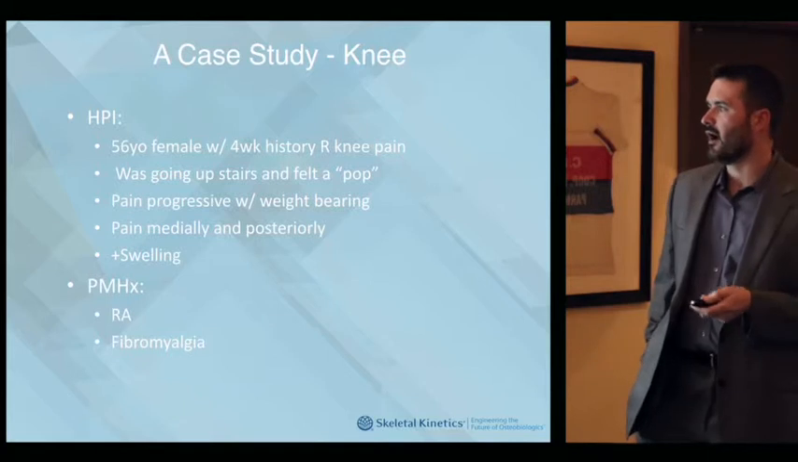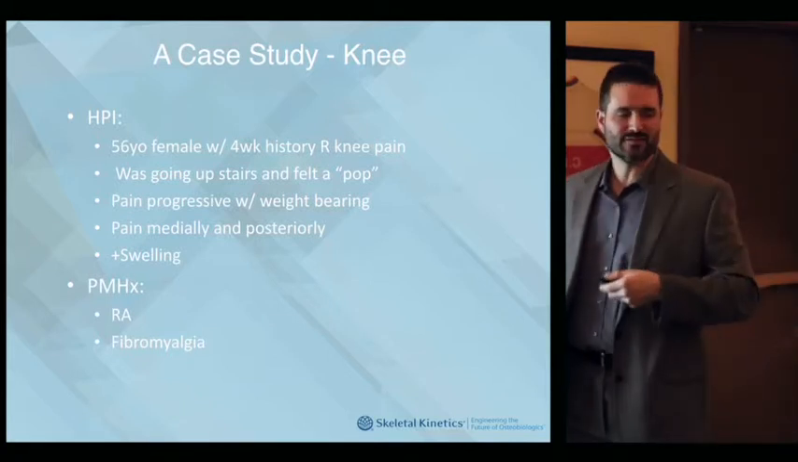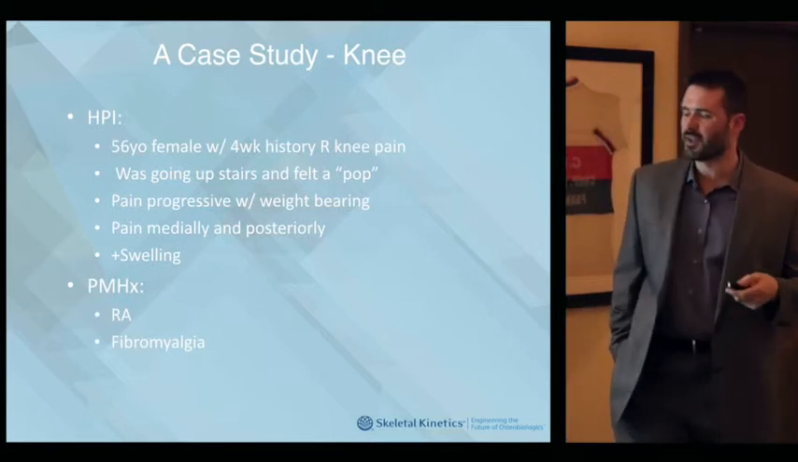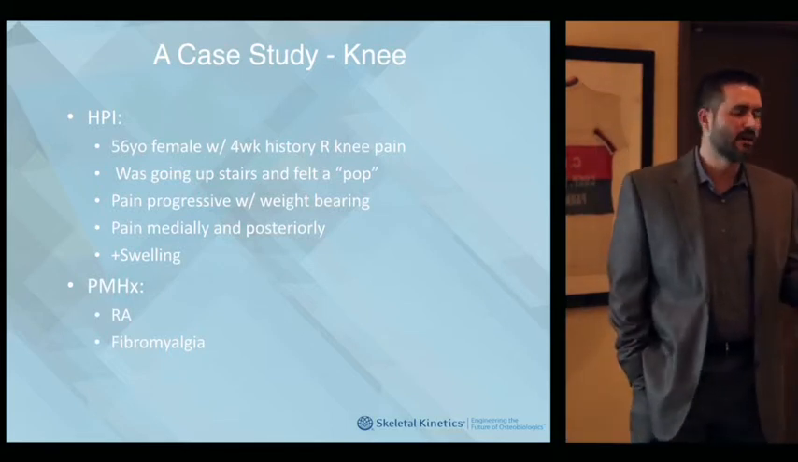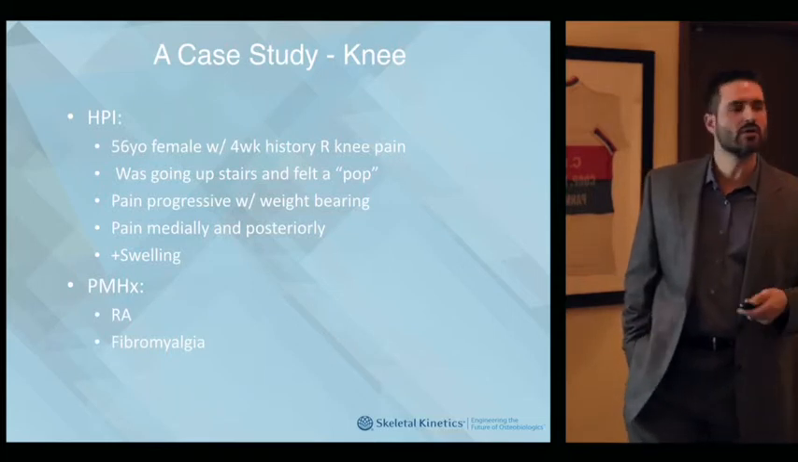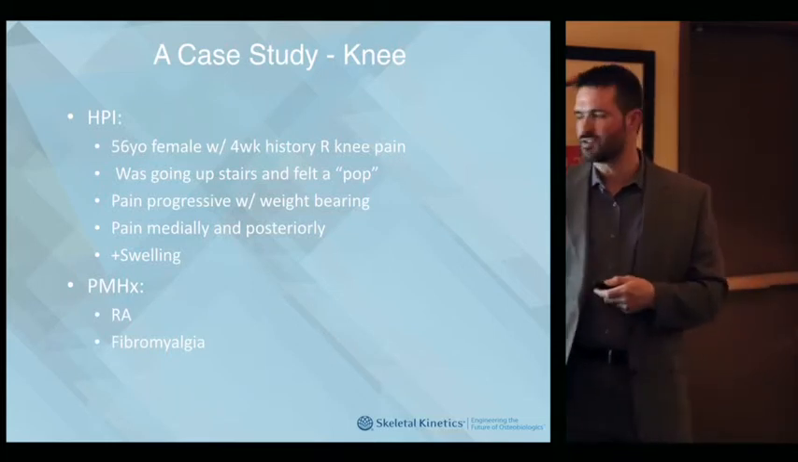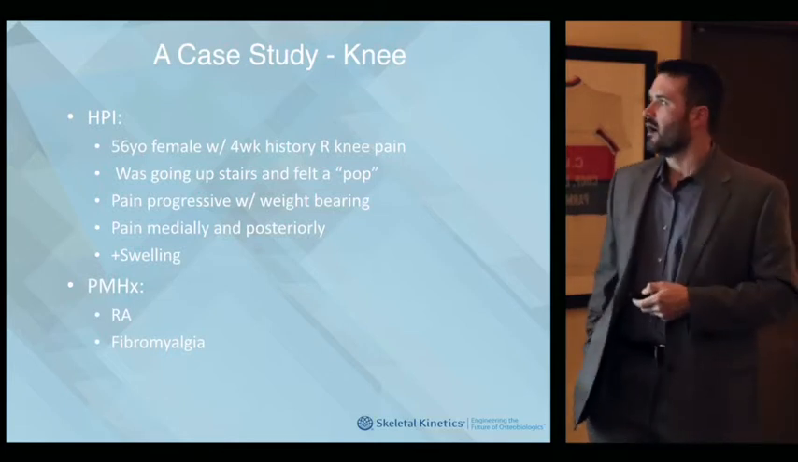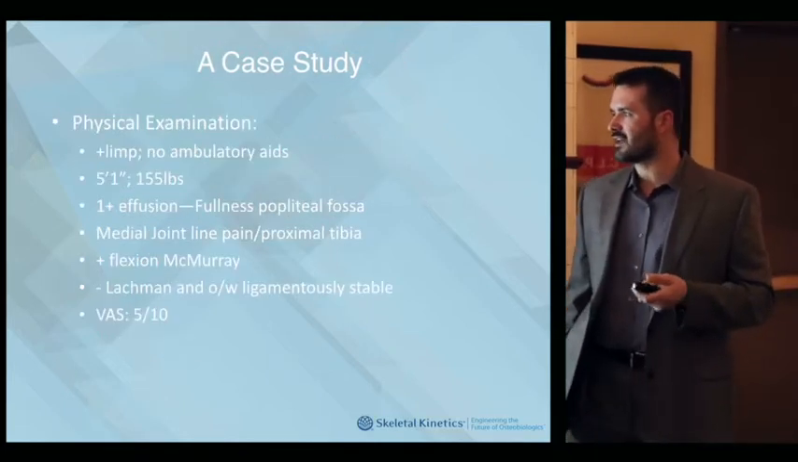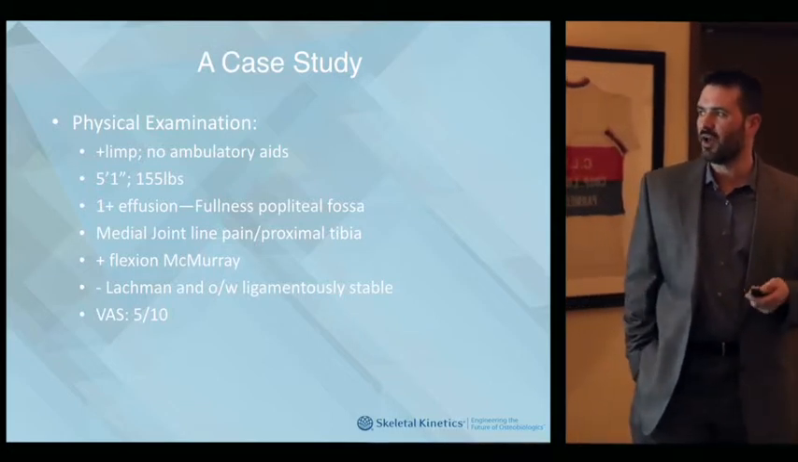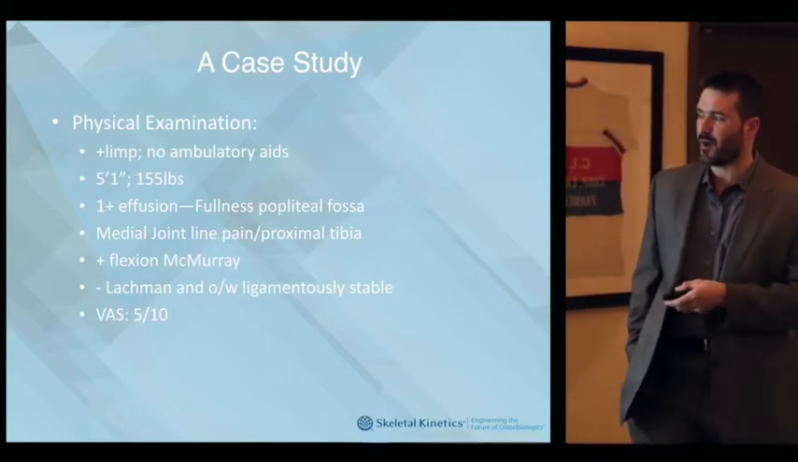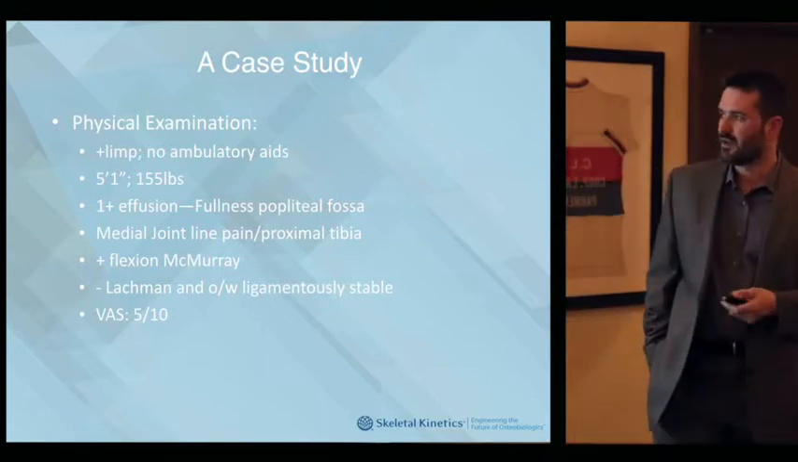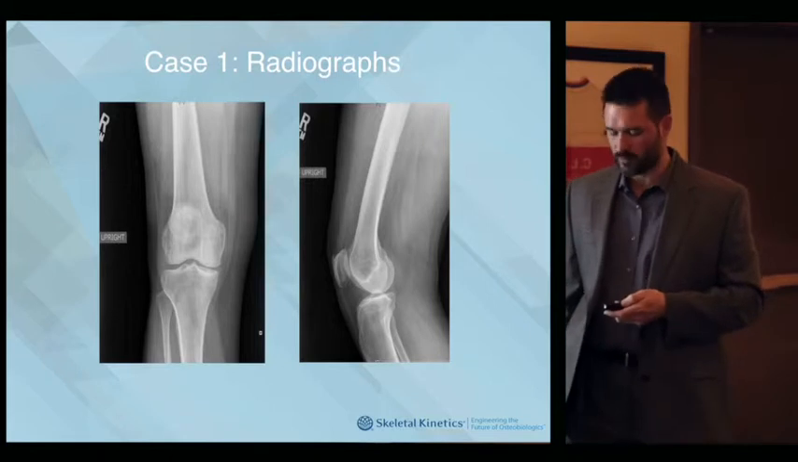56-year-old female, felt a pop, having progressive pain with weight bearing. Pain is medial and posteriorly. Obviously, you're thinking of meniscus, but at the same time, where pain is a little distal, maybe not meniscus, maybe joint. So she also has RA and she's fibromyalgia, which is always a mistake. So she's got some swelling. Her pain is medial and over the tibia, which is important. She does have a positive McMurray, which makes me think of meniscus, but her ligaments are stable. And here's her X-rays, and they're essentially normal.